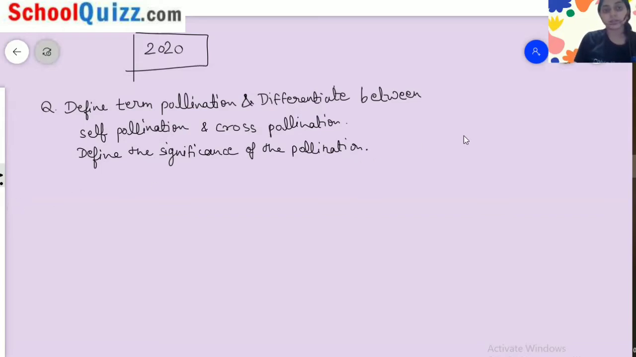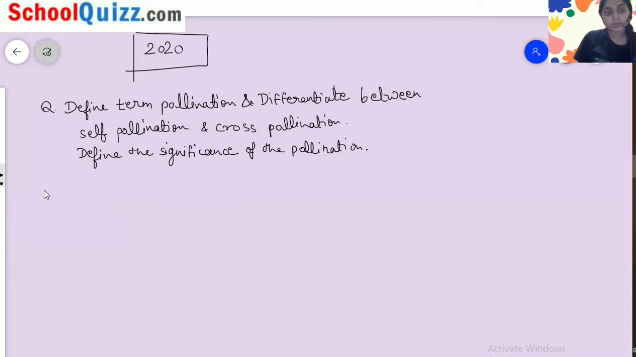Remember that whenever you read a question, you have to answer the question as it asks, and in that order also. If you describe the significance of pollination first, then the differentiation, then define the term pollination, this can cut your marks. So we will start with defining the term pollination.